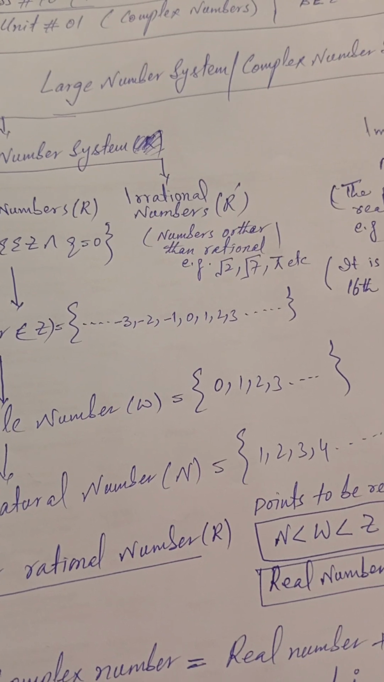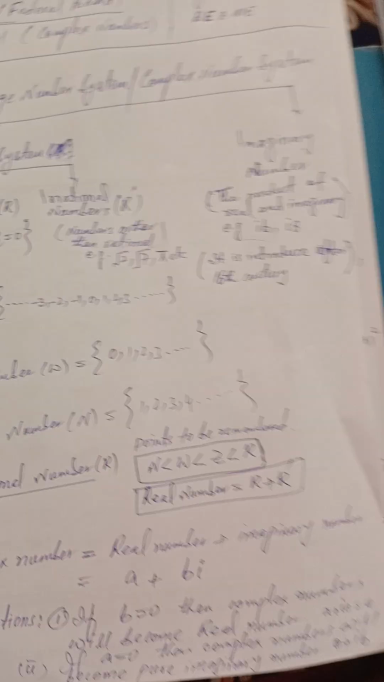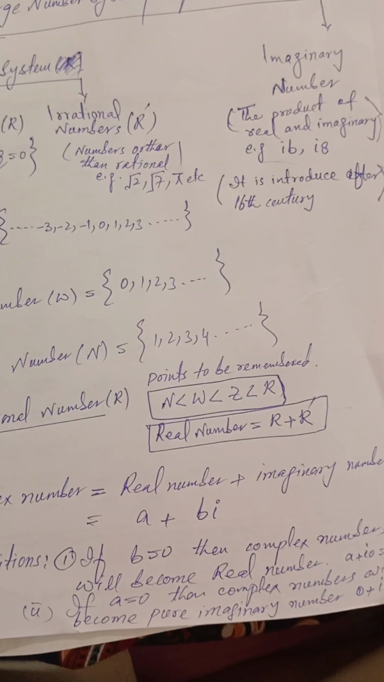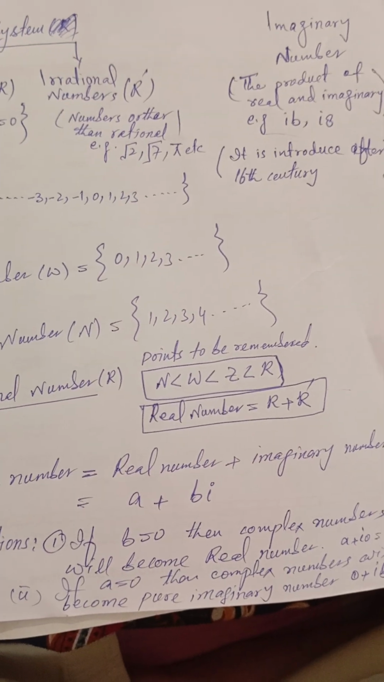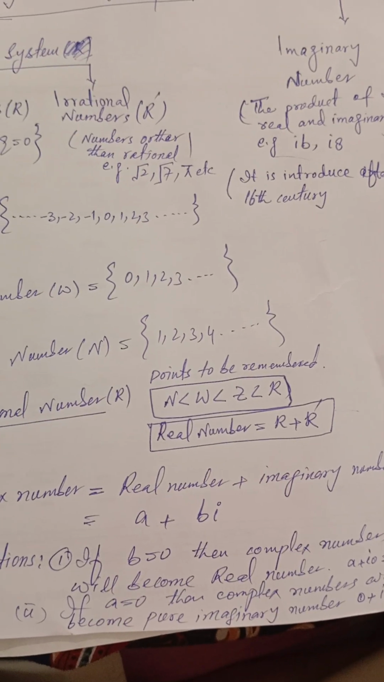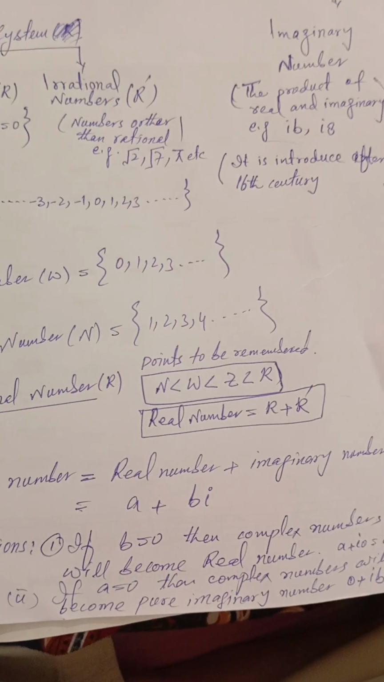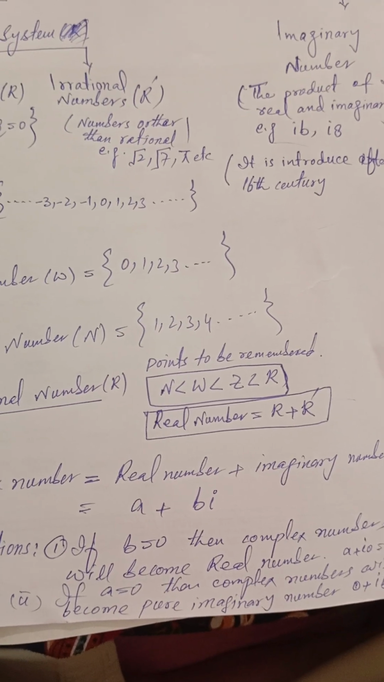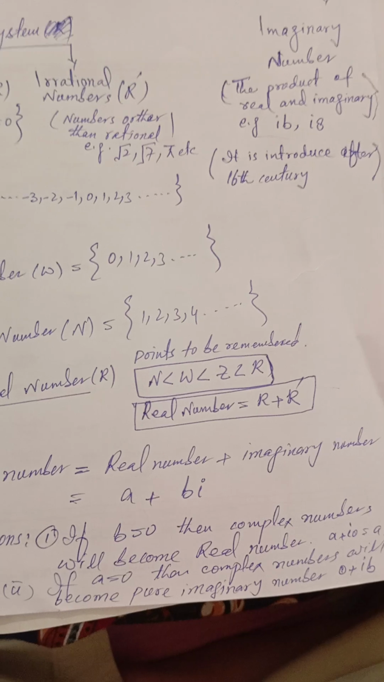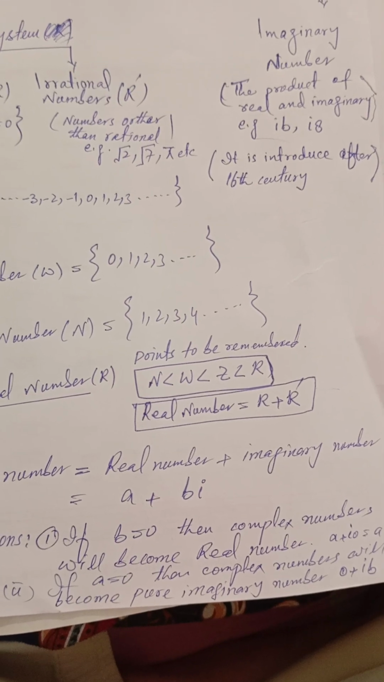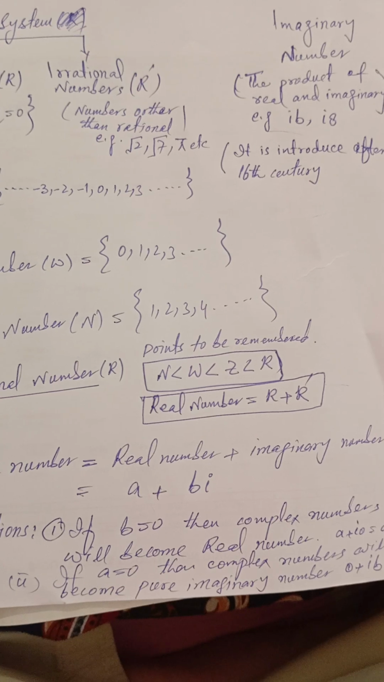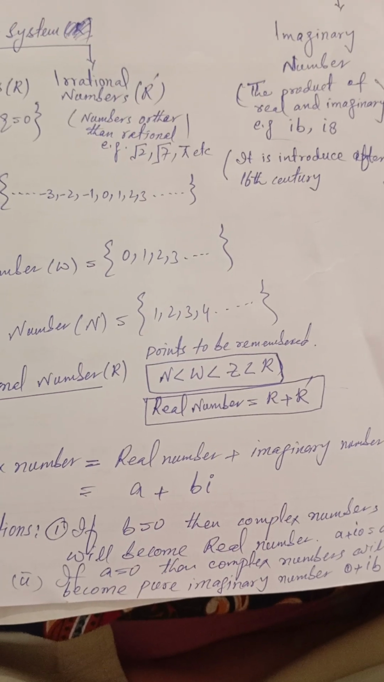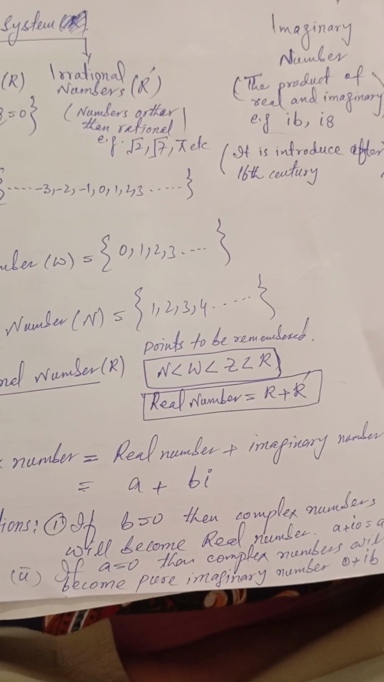First of all, to define the complex number system. The complex number system was not well known to scientists up to the 16th century, because up to the 16th century the scientists or mathematicians were only familiar with the real number system.